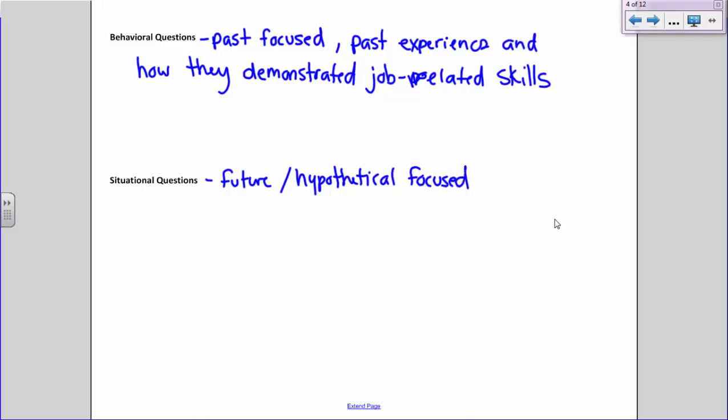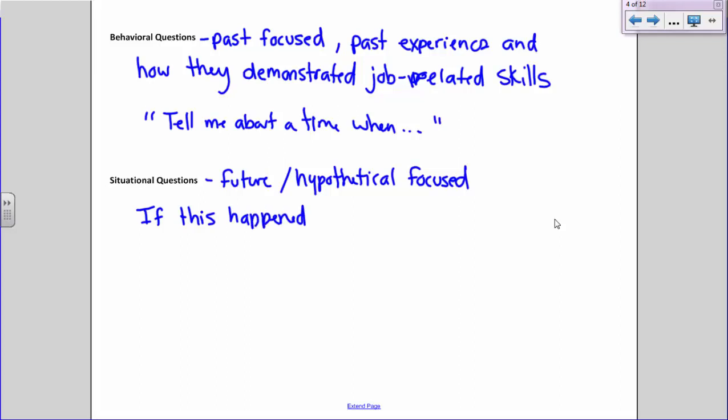So instead of asking, tell me about a time when, these situational questions are like, if this happened, what would you do? So it's hypothetical.